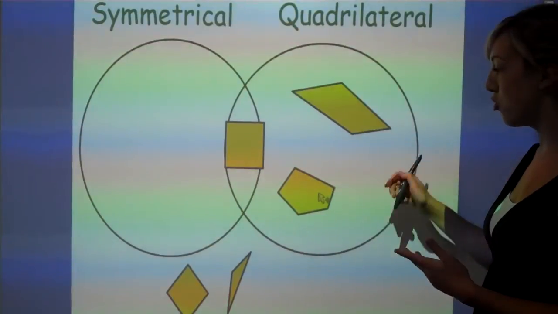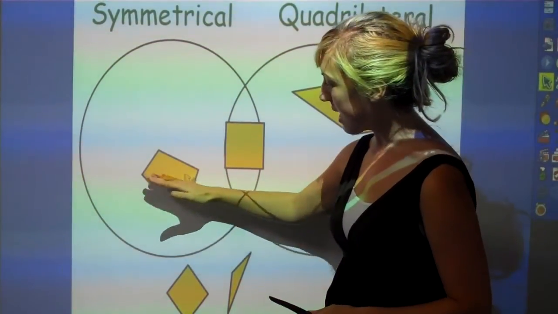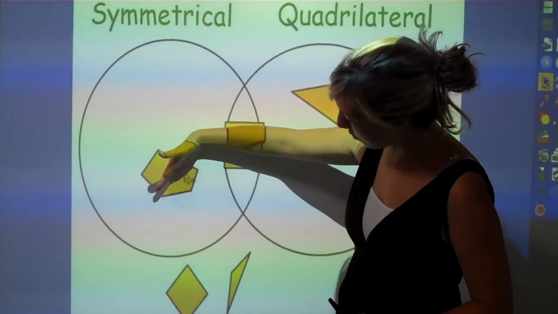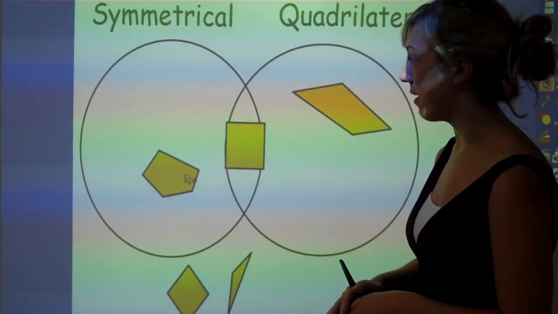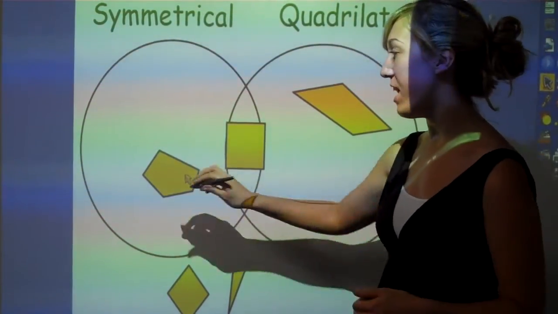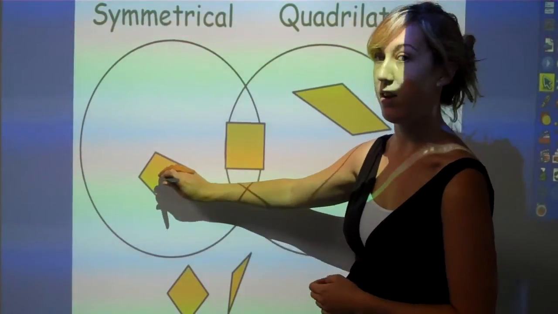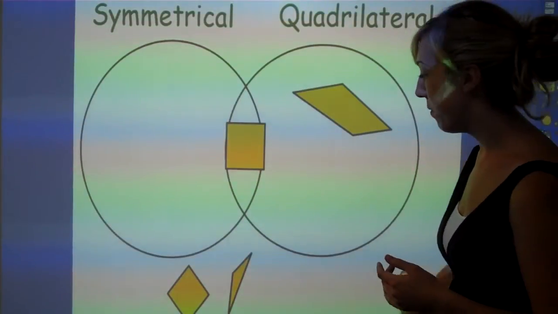This shape here, now if we have a look at this one, it's got 1, 2, 3, 4, 5 sides, so it's not a quadrilateral. There is also nowhere on here where we could fold it where it would be exactly the same on both sides and the corners would meet perfectly. It is not symmetrical, it is not quadrilateral, it's what I would call a red herring because it doesn't deserve to be on that Venn diagram at all. So we leave it down there, there's nowhere we're going to put it.